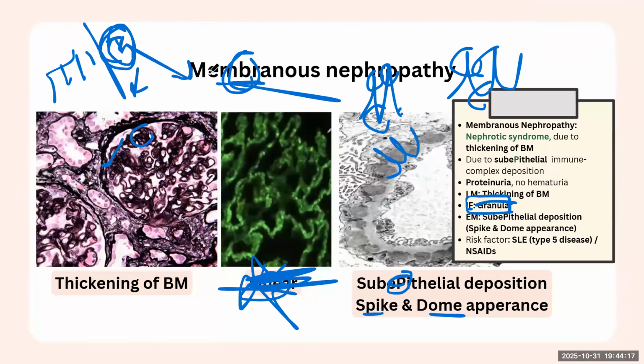So I'll continue. Anti-GBM, it will be linear, right? Only anti-GBM so far is linear, and Goodpasture, which go together. But here it's granular. Okay, we will cover other diseases that might be linear, but for now it's granular.